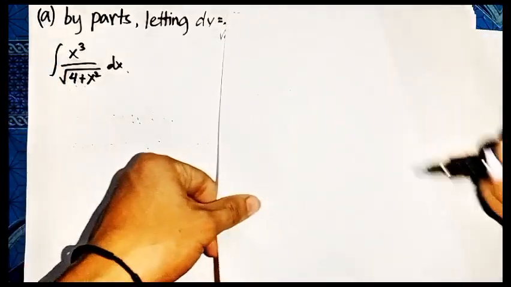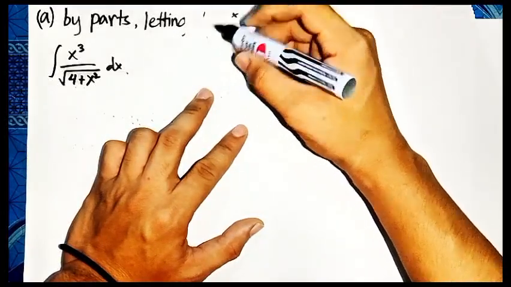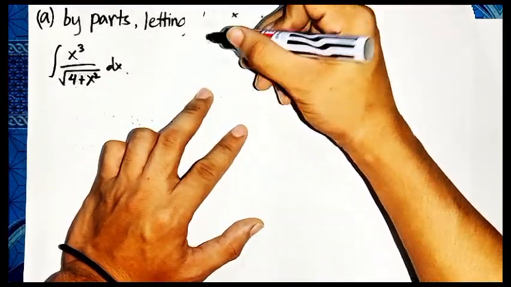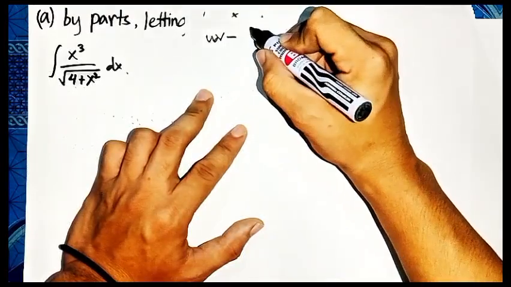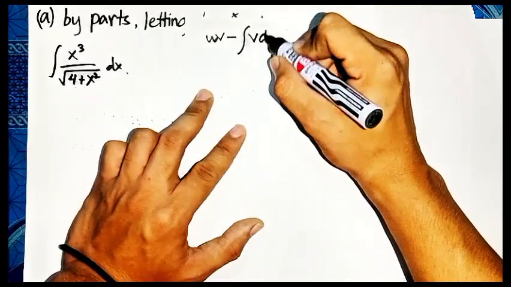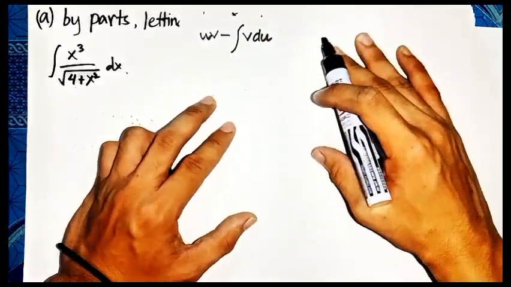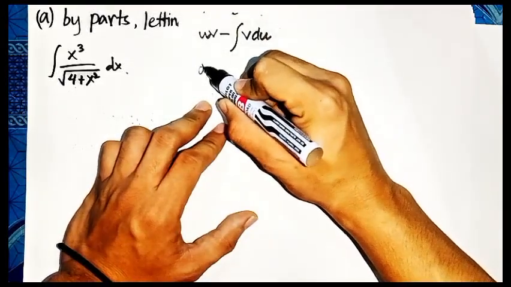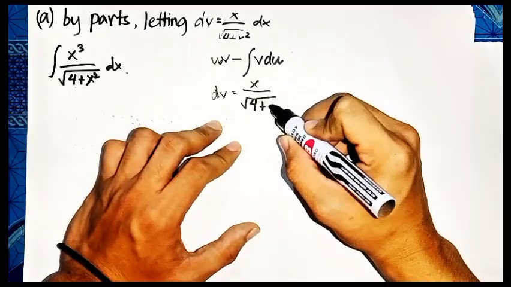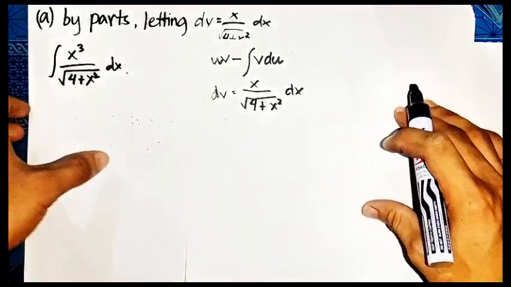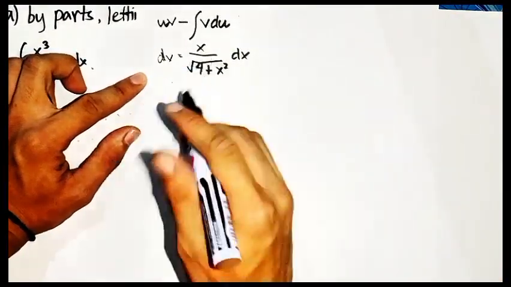Now, to integrate by parts, we have a formula, diba? So in integration by parts, we have the formula u times v minus the integral of v du, right? This is our formula for integration by parts. Since we already have dv, which is x over the square root of 4 plus x squared dx, we all know that the integral of dv, or the antiderivative of dv, is our v, right?